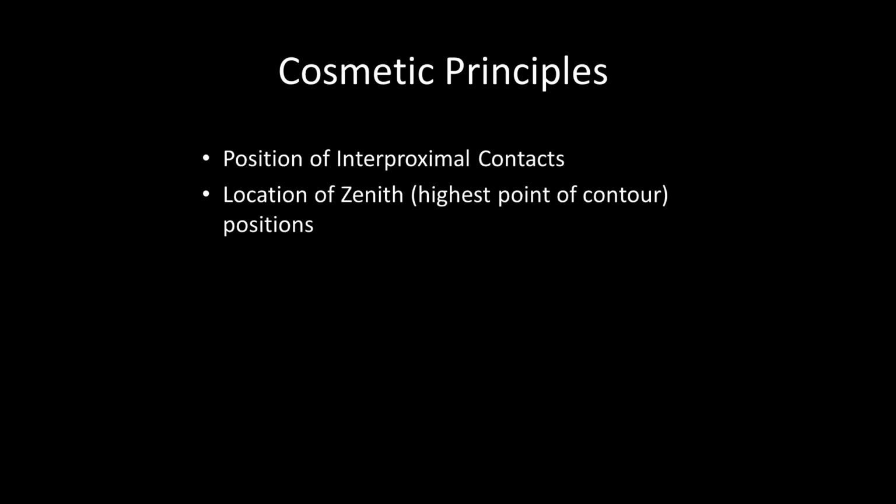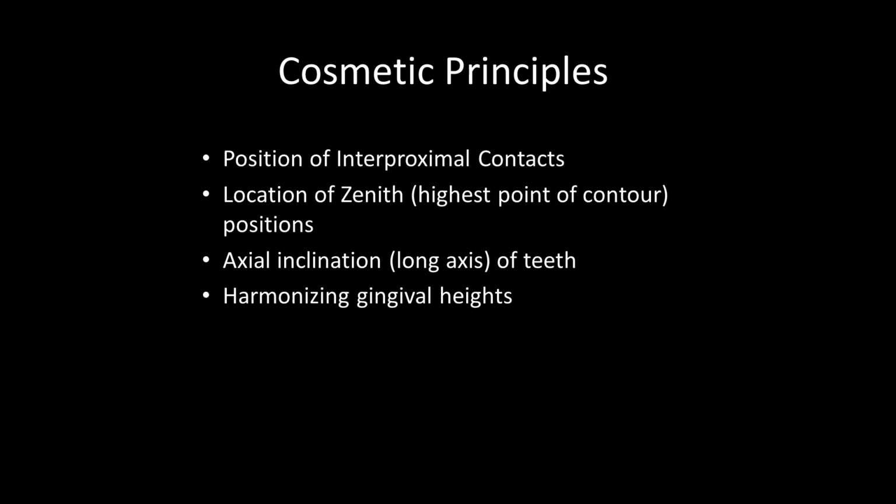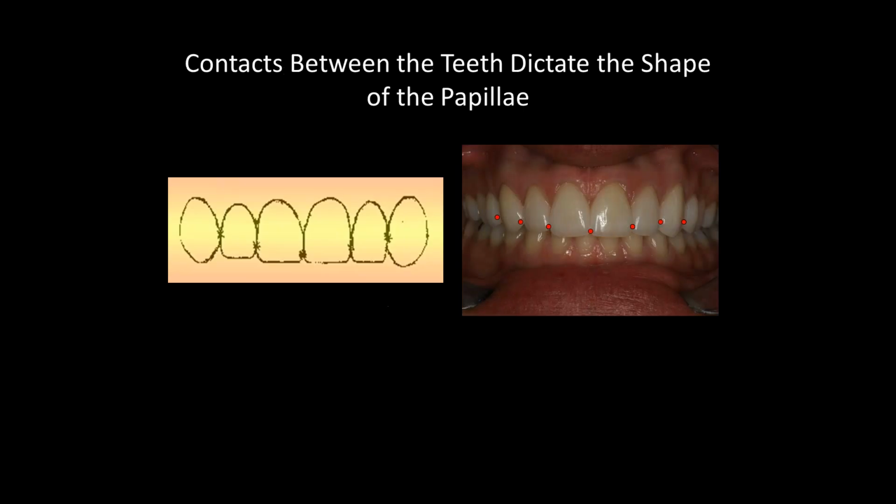So before we do any recontouring, we need to review and be aware of cosmetic principles that we need to follow. Those are the position of the interproximal contacts and how that affects the length of the papilla in the different areas in the aesthetic zone; the location of the zenith, or the highest point of contour, which differs from tooth to tooth; axial inclination, or the long axis appearance of the teeth; and harmonizing our gingival heights. Here are some illustrations that show that.